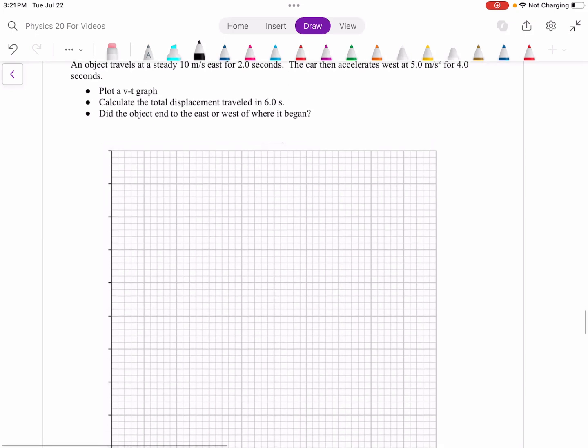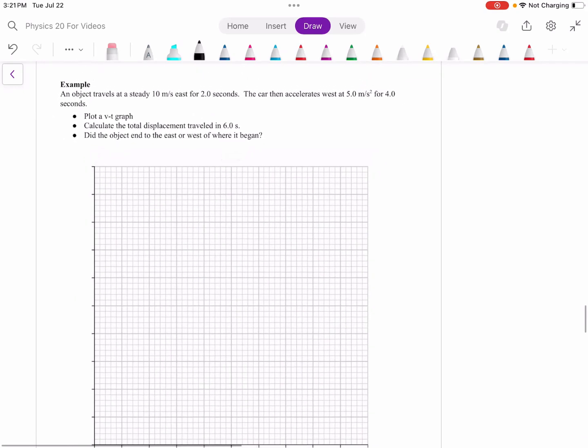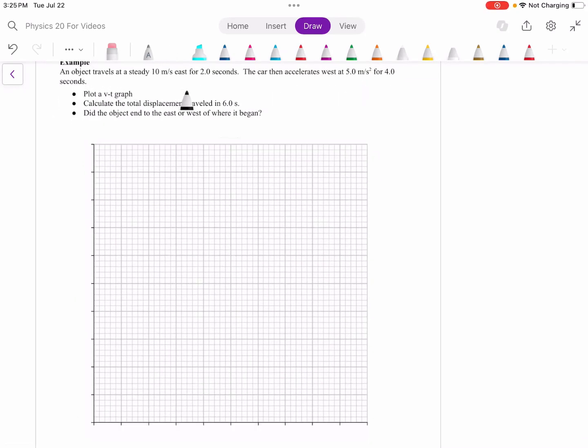All right, let's try one where we're now going to make, not just sketch a graph, but actually properly plot an accurately drawn graph with titles and scaling and all that stuff. All right, so an object travels at a steady 10 meters per second east for 2 seconds. The car then accelerates west at 5 meters per second squared for 4 seconds. Plot a velocity time graph.